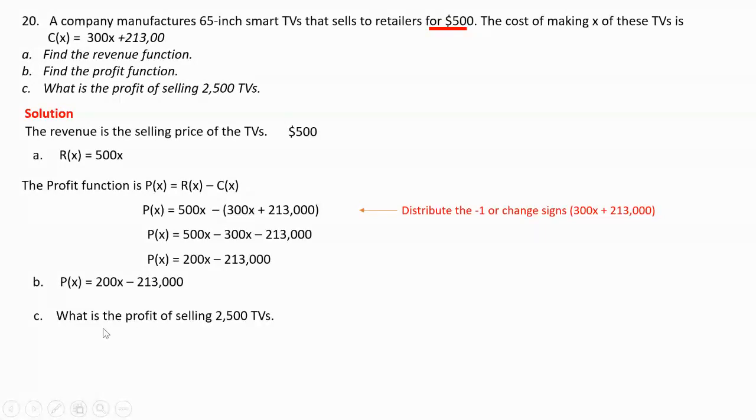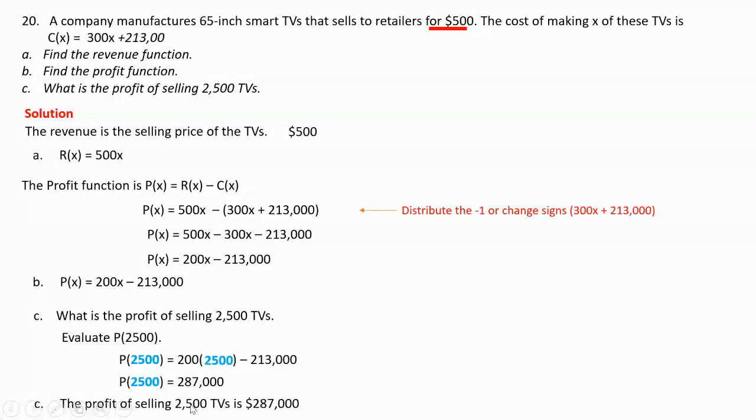Now for C, it says, what's the profit of selling 2,500 TVs? That means we have to evaluate the function at P of 2,500. So again, we're going to plug in 2,500 where the x is. Now we plug it in the calculator, and it's going to give us 287,000. So the profit of selling 2,500 TVs is $287,000. That's the answer for part C.